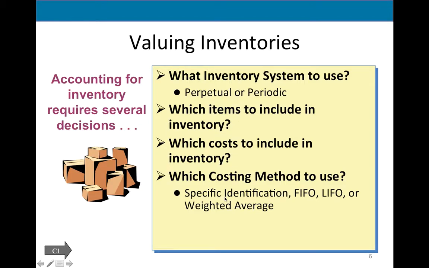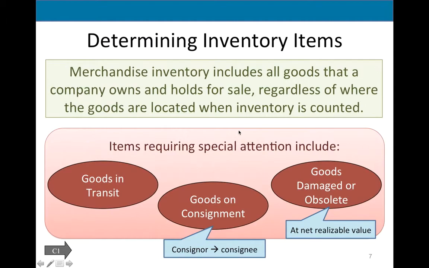Again, if your company doesn't have any inventory, if you're a Facebook, you don't care about this part of accounting. It only relates to companies that have inventories. So which items do I include? Which items do I exclude? Your textbook says merchandise inventory includes everything that we own or hold for sale, regardless of where it is located. So if it's goods in transit, it depends on FOB that we talked about in chapter 4.